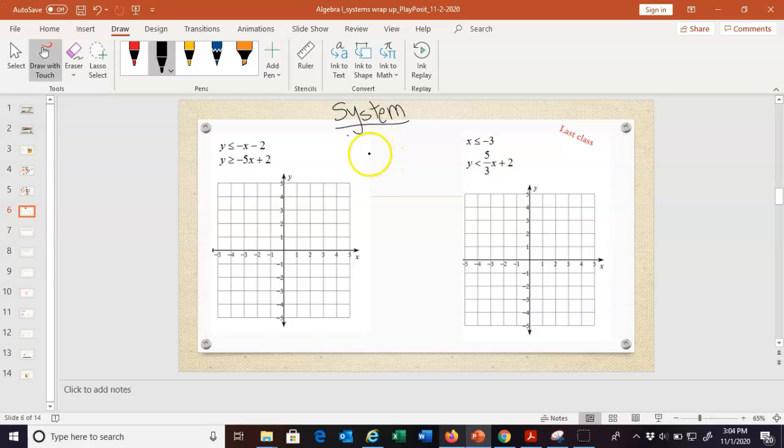And the solution to a system is where they overlap, where the shading overlaps. Because in order for a point to be a solution to the system, it has to work in both equations. It has to satisfy both equations. So if we're looking for the places that satisfy both, it's going to be where the shading is on both of them, right? So it's where they're going to overlap. Let's look at how that happens.